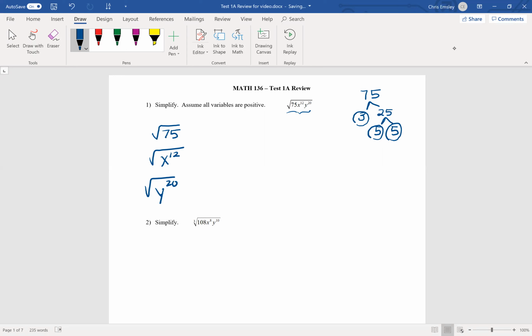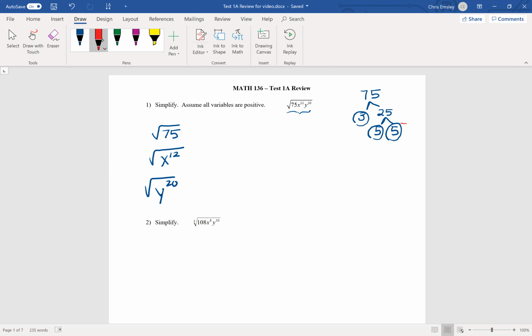Since we are looking for a square root that has an index of 2, that means we are looking for pairs of numbers that can come out of the radical. The pair of 5s comes out of the radical. The square root of 5 times 5 is just 5. So that pair, when it comes out of the radical, becomes just a single 5. And then the 3 has to stay inside.